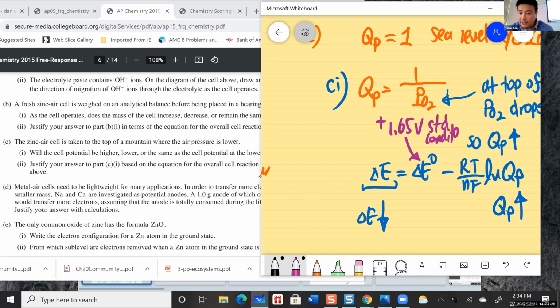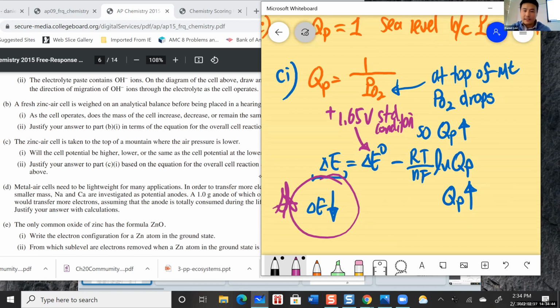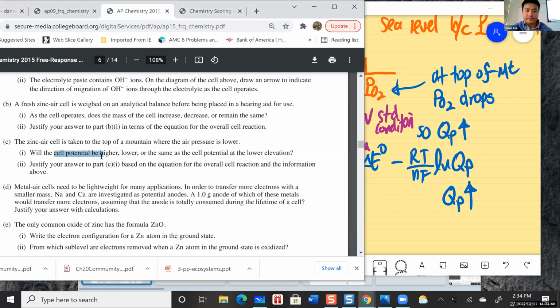But now on top of the mountain, your Q is bigger because the pressure of oxygen is less. Q is larger, so your delta E will be maybe 1.4, maybe 1.3, right? But it's not going to be 1.65, okay? So your answer is this, it decreases, yeah? And your explanation is what we said. At the top of the mountain, there's less oxygen, pressure of oxygen drops. This causes Q, the reaction quotient, to increase. And according to the Nernst equation, the larger the Q, the smaller the delta E, which is the cell potential, okay?